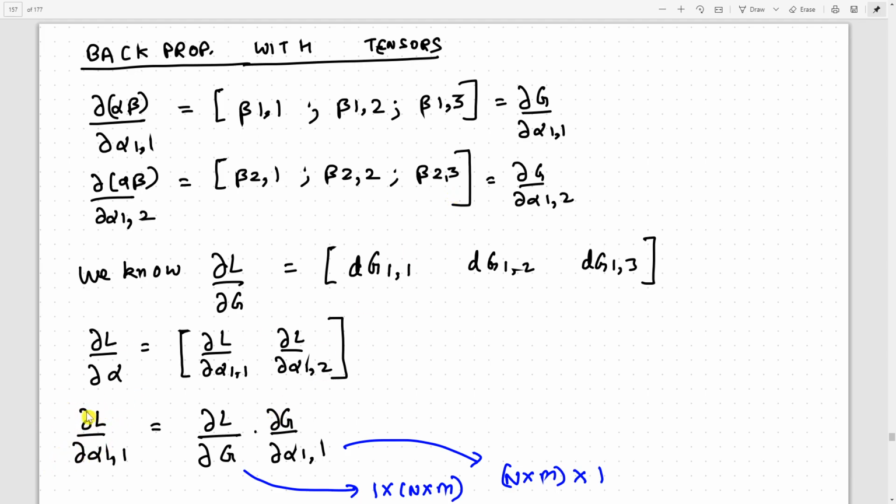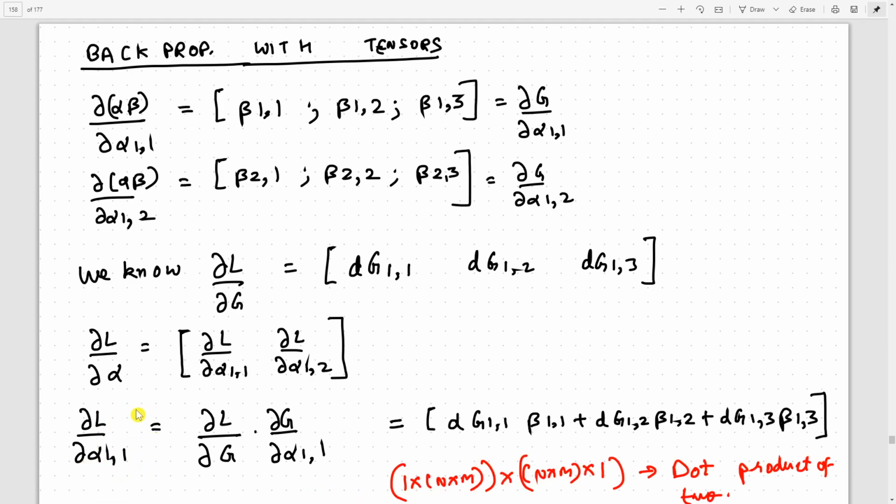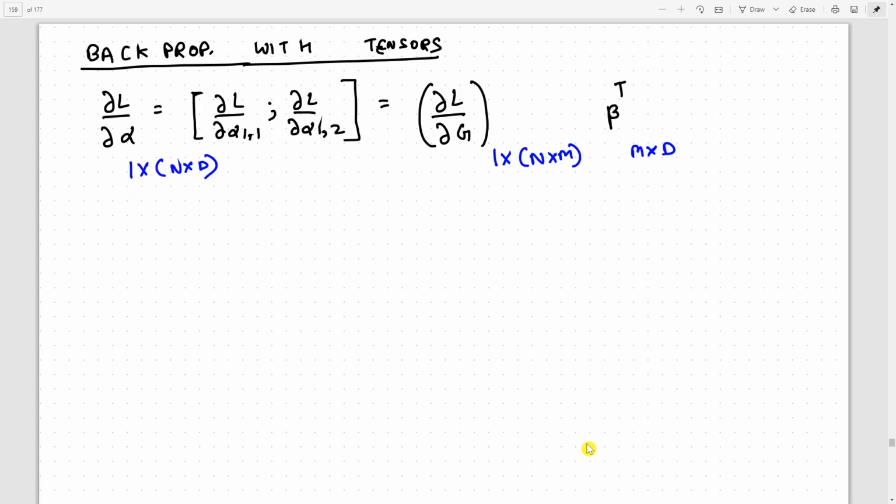Yes, it does, because del L by del alpha 1 1, L is a scalar and alpha 1 1 is also scalar, right? So this thing turns out to be dG11 times beta 11 plus dG12 times beta 12 plus dG13 times beta 13, right? So it's a dot product of the two, which is sort of showing how the matrix or the tensor multiplication in this high dimensional space is happening, right? We can thus just write it more simply.